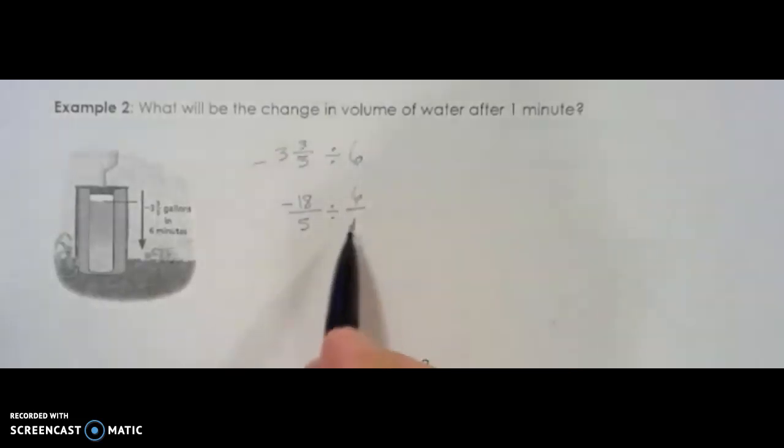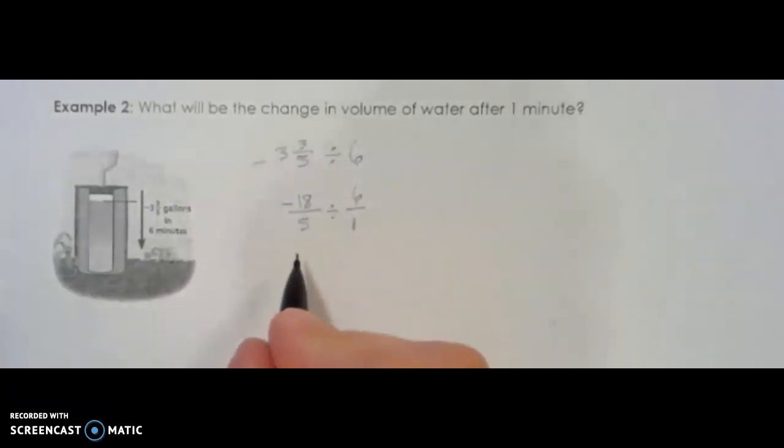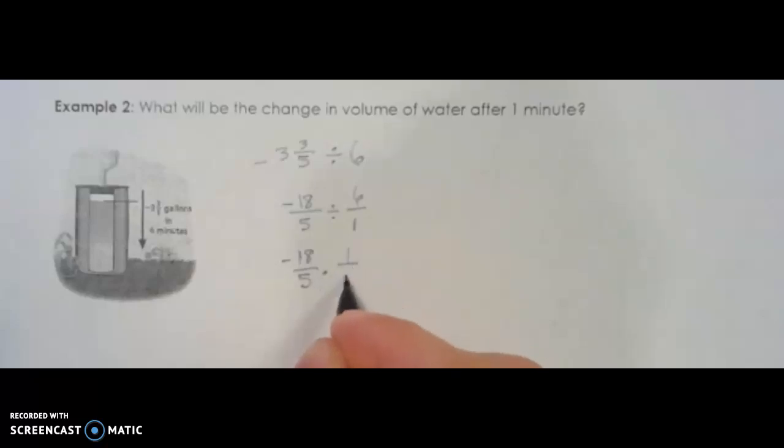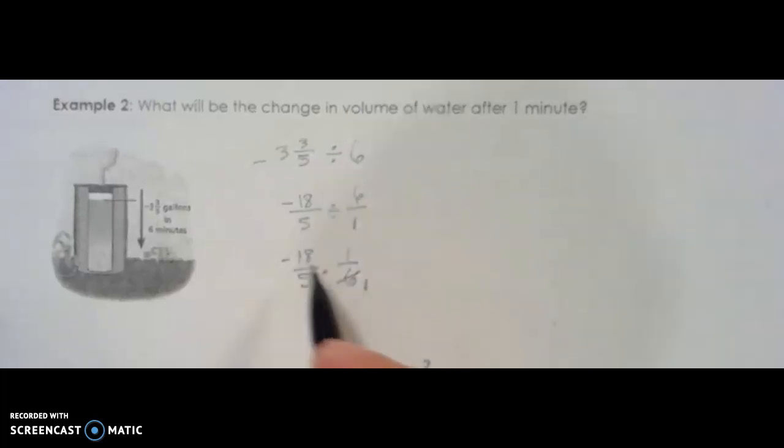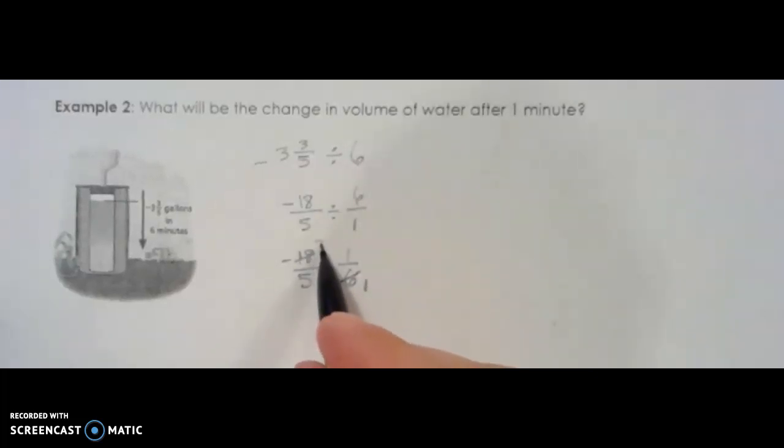And again, instead of dividing with my fractions, I'm going to multiply by the reciprocal. So I'm going to have negative 18 fifths times 1 over 6. Now I'm going to look and see if I can simplify before I multiply, and I can. 6 and 18 have a common factor of 6. 6 goes into 6 once. 6 goes into 18 3 times. And so now I'm ready to multiply.